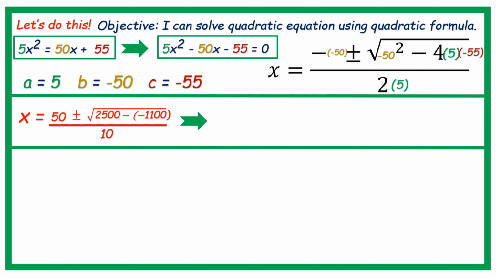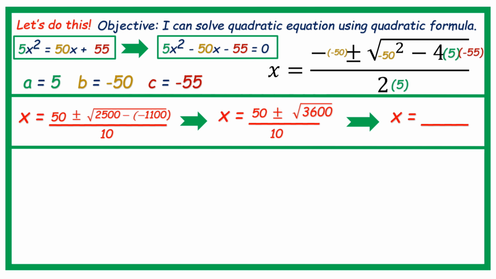Okay, let's proceed. x equals 50 plus minus the square root of 2,500 minus negative 1,100. If you're confused, do the KCC, keep change change. 2,500 plus 1,100. The answer is 3,600. Square root of 3,600 divided by 10. Just like that.